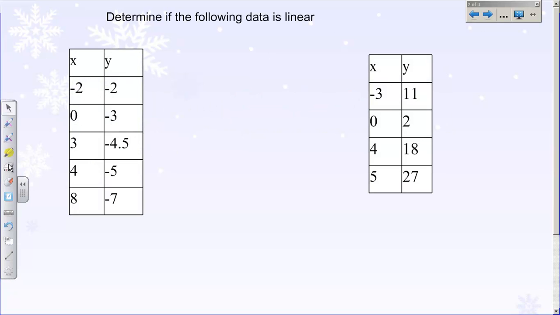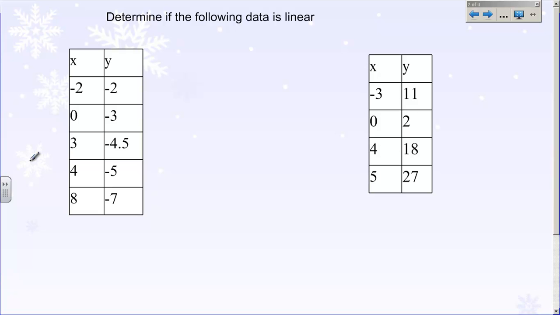The first two problems, all you are being asked to do is determine if the data is linear. This is important because if you are given a table and you're trying to write an equation of a line, but the data isn't linear, it won't make a line, and so you can't write an equation of a line. So the first thing you've got to be able to do is determine if the data is linear.